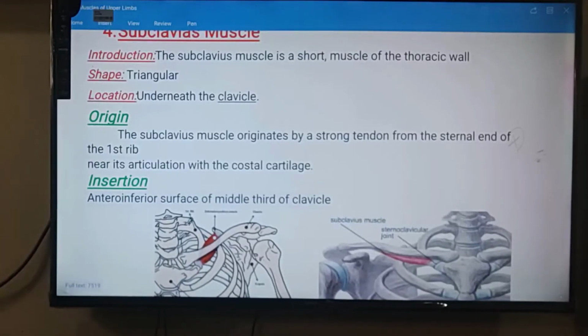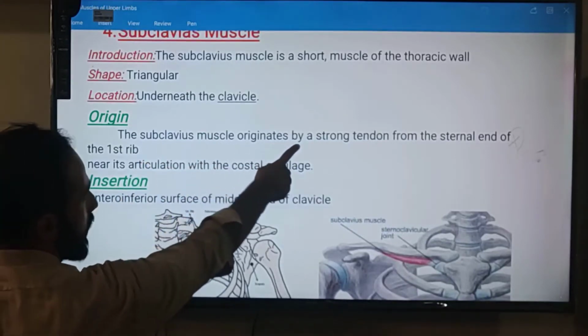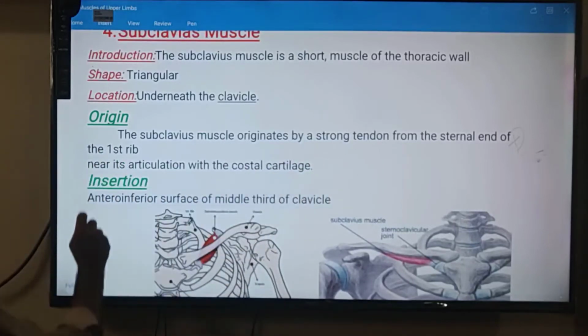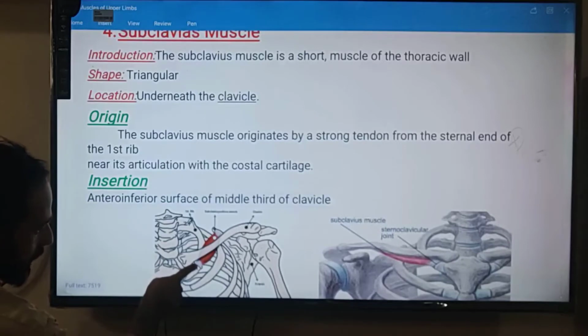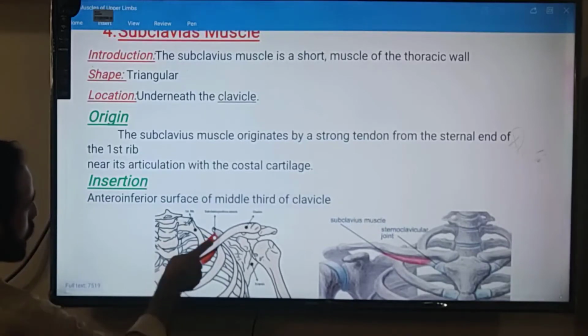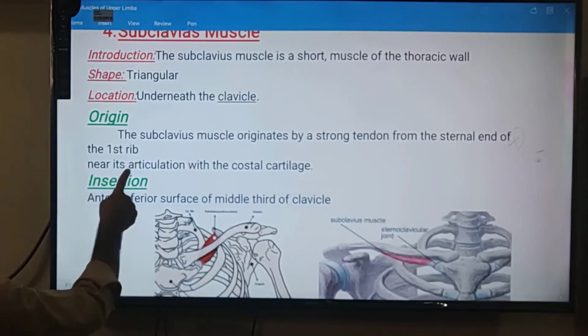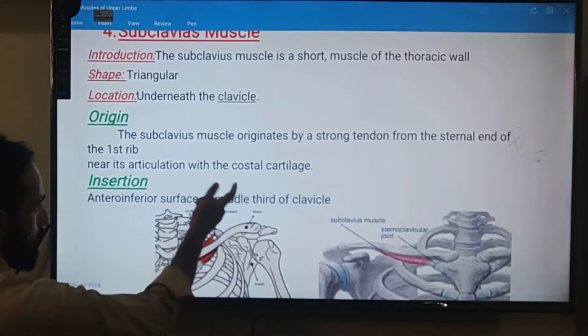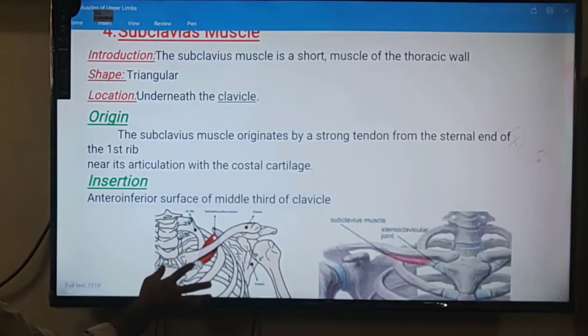What is its origin? The subclavius muscle takes its origin by a strong tendon from the sternal end of the first rib. From the sternal end of the first rib, it takes its origin near its articulation with the costal cartilage. So this is its origin point, right?